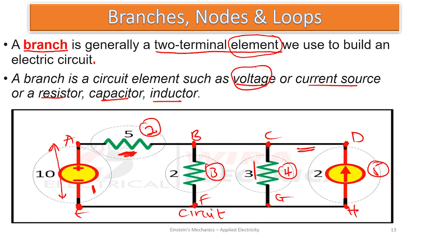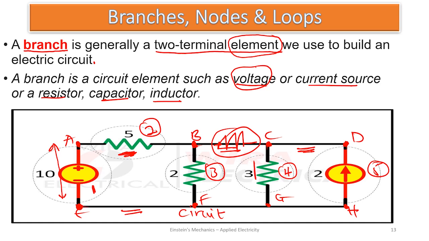Now let's look at C and D. This is just a wire. So it is not a branch. True or false? That's true. There's no branch here because there's no element, being it active or passive element. But once I bring a resistor here, this B and C becomes one branch because there's an element here. So it is very simple. A branch is a two-terminal element that we use to build a circuit. So you identify all the elements in the circuit, then you choose the branch. Very simple. It's either a voltage or a current source, a resistor, a capacitor, or an inductor.